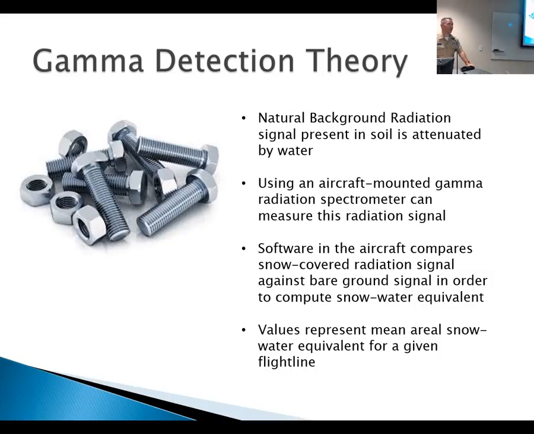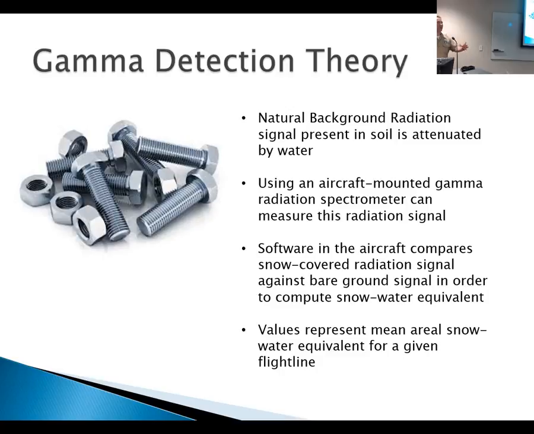So gamma detection theory, the nuts and bolts, how it works. I think there's a couple of geologists in the room, so you guys might actually have some pointed questions on this. The basic theory is that there's natural background radiation in the soil. There's a certain mixture that varies throughout the Earth's surface. By using an aircraft-mounted gamma radiation spectrometer, we can measure this radiation signal. And then the real value comes in the fact that water attenuates that radiation signal.